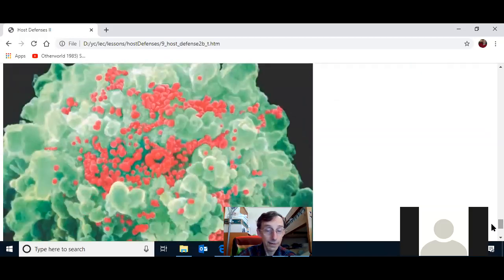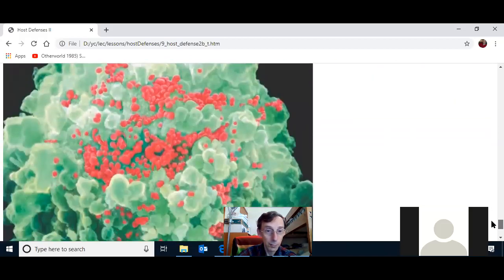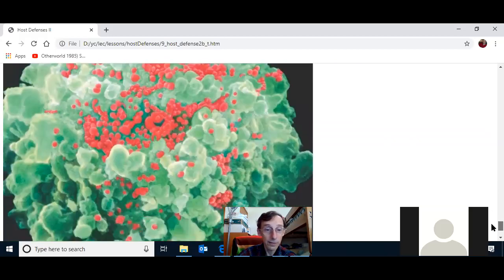By the way, this is a helper T cell, and the red are HIV viruses binding to CD4 molecules. This T helper cell is in big trouble. Any questions?